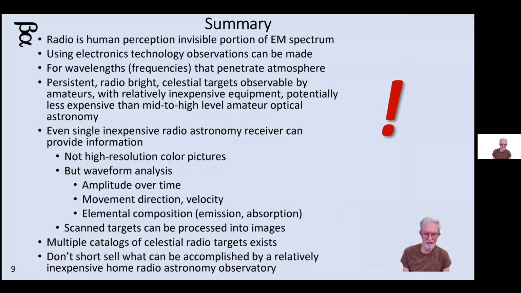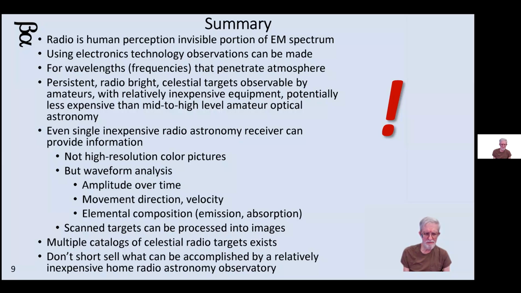And the wavelengths, the frequencies that we record from Earth's surface need to penetrate the atmosphere. So, there's some radio that we can't get because it'll bounce off or not penetrate. The things that are persistent, not coming and going, that are radio bright, that have a good strong signal, that aren't spinning or radio bursts that aren't always there, can be seen with relatively inexpensive equipment. The equipment is actually less expensive than, let's say, mid to high level optical astronomy instruments, especially if you put cameras and guiders and stuff on there.